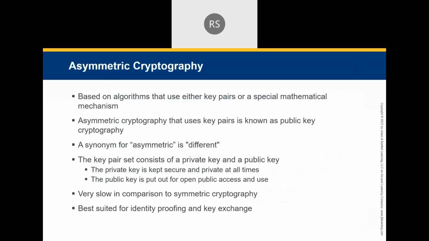Now, once again, this is very slow in comparison to symmetric cryptography. And it's best suited for identity proofing and key exchange. This makes it more suitable for specific security purposes. So if you were using asymmetric cryptography, you would use your private key to encrypt the data. Once it's sent, the receiver would use your public key to decrypt it.